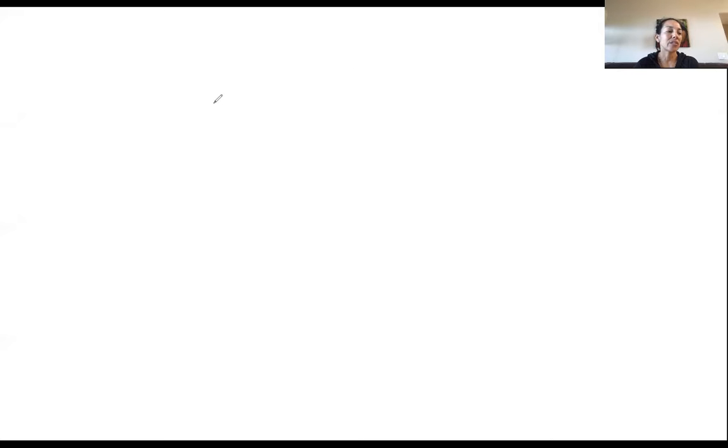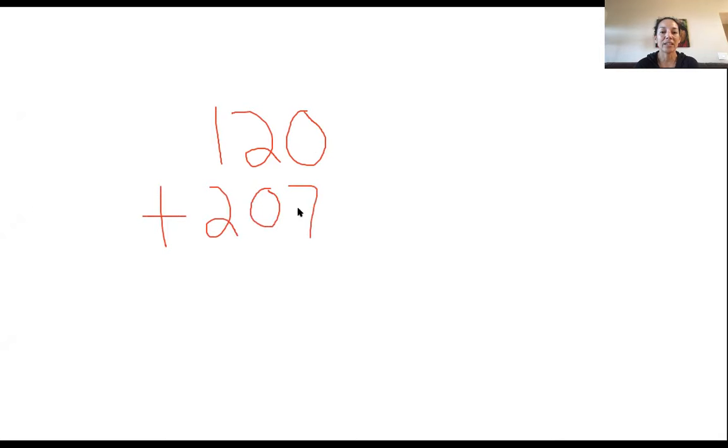Alrighty. So 120, excuse me, my messy handwriting, right? So we have the hundreds place, the tens place, the ones place, plus 207. Remember, we have to align the places. Okay, let's draw our numbers. And like Mr. Khan said, we have to follow place values.